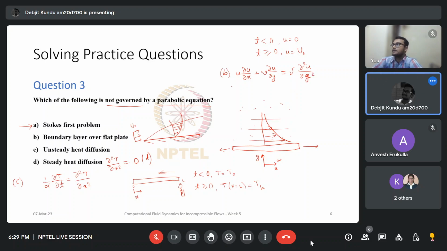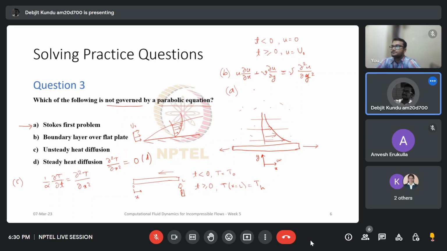And option A, Stokes' first problem. Here you see there is only u in this equation. There is no v. So all the flow happens only in the x direction. But there is no variation in the x direction because this is infinitely long. So the only variations survive only in the y direction.